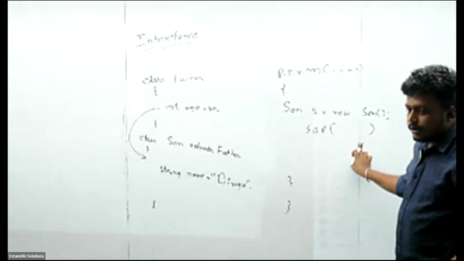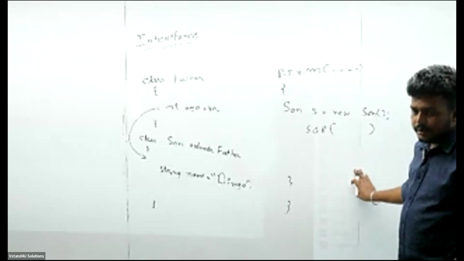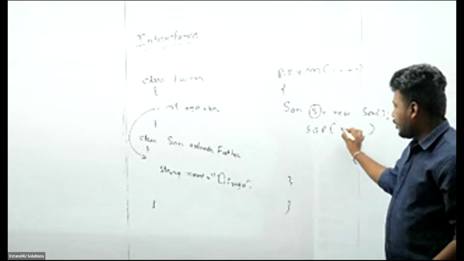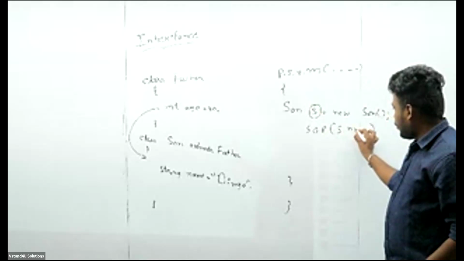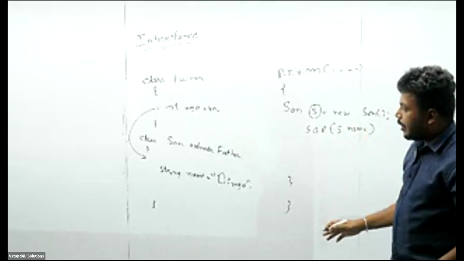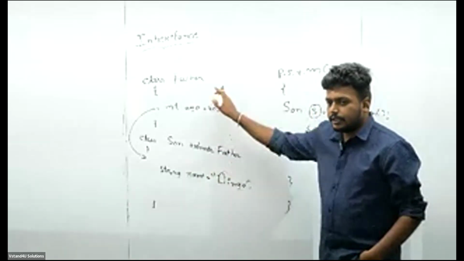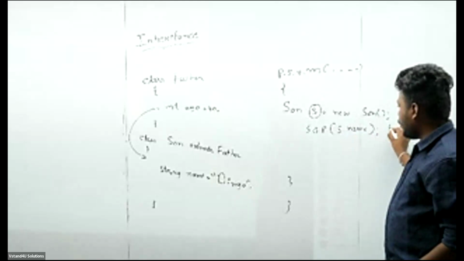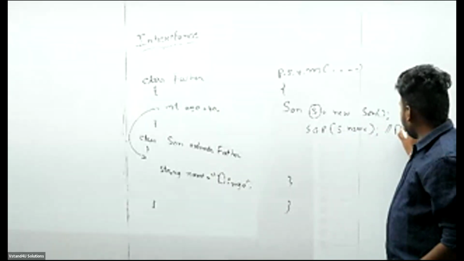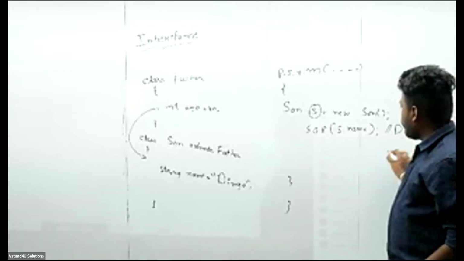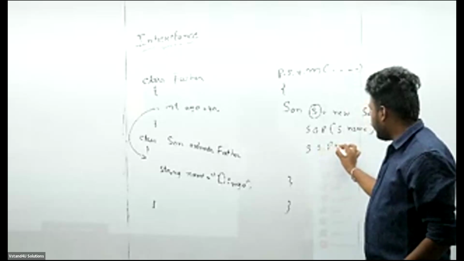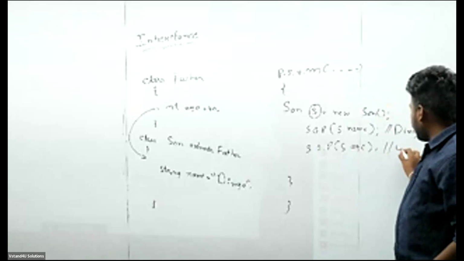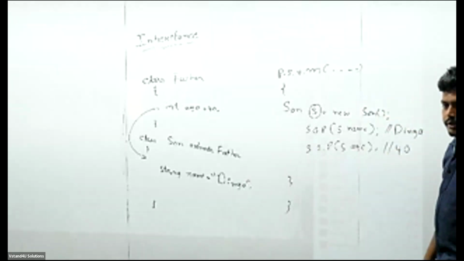Sun dot age, or s dot age. We have to make use of the object reference name. S dot name. I told you, right? If I give the extends keyword, it automatically comes into this class. If I call s dot name, I will get the name as A. If I give s dot age, I will get the output as 40.